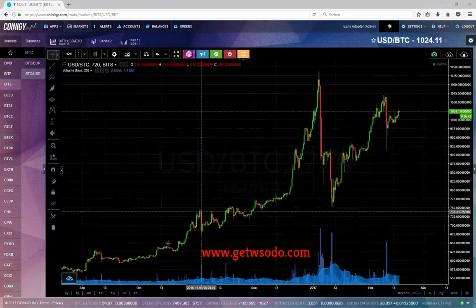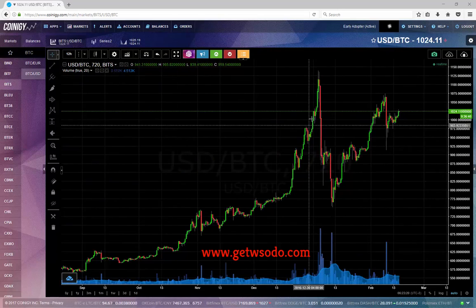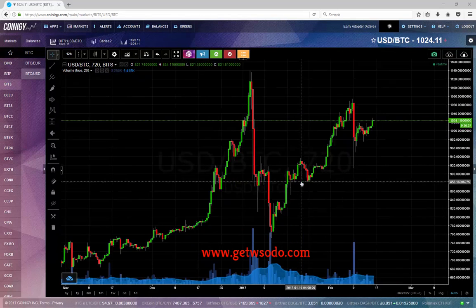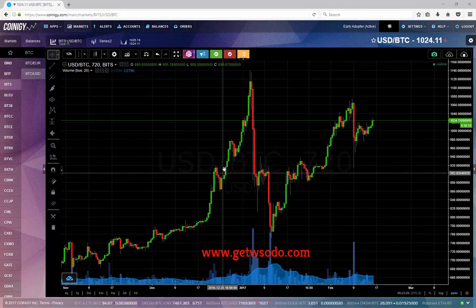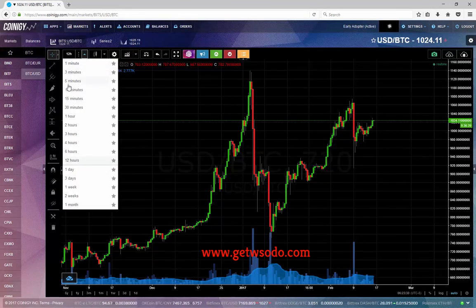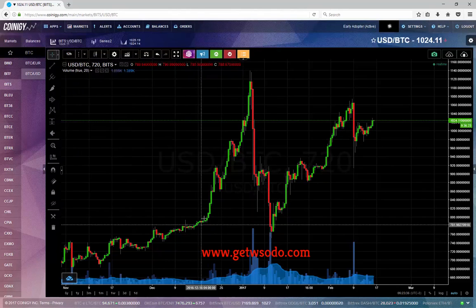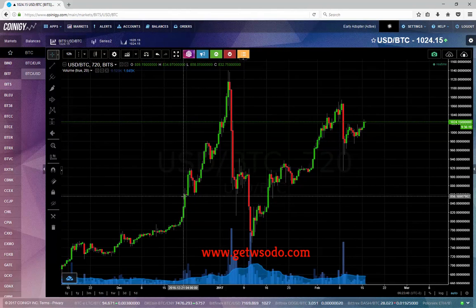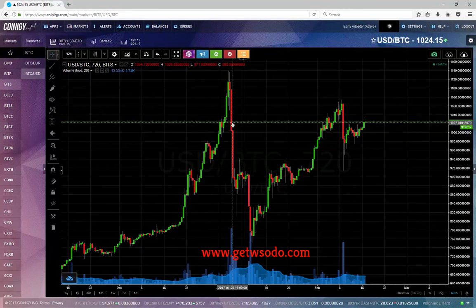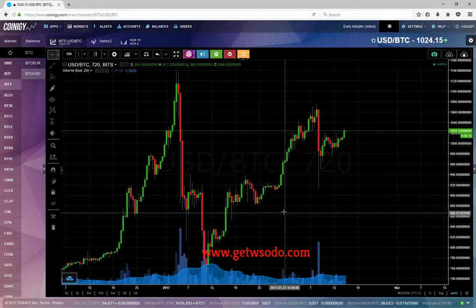So as you can see here, you have a whole bunch of different green candles. You also have a variety of different red candles. Each one of these candle bars represents a different time frame and price. So as you can see up here in this corner, we've got all these different time frames. So right now I'm in the 12-hour time frame. When you see a green candle, it means that the price went higher. And when you see a red candle, it means that the price went lower.